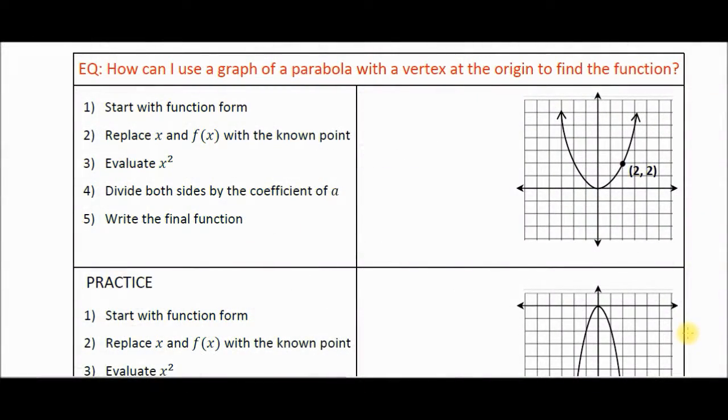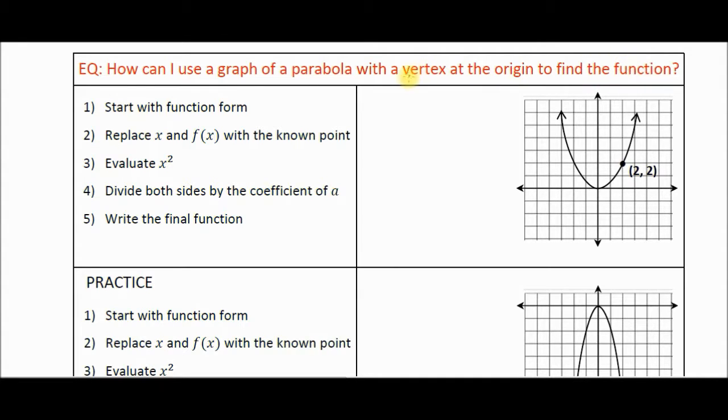These notes will help you fill out the top flap of section number 5 of your Unit 3 Quadratic Functions flipbook. The essential question for this video is, how can I use a graph of a parabola with a vertex at the origin to find the function?